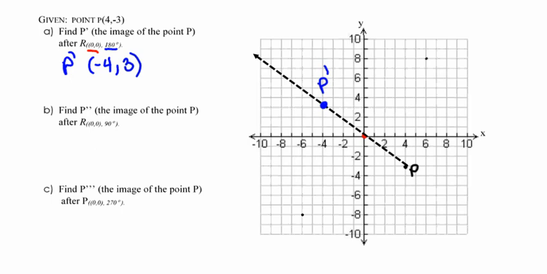Part B says find point P double prime, the image of point P. So it's important to note here that I'm going back to my original point P, this guy right here without any prime notation. This time, again, I want to use the origin as the center of my rotation, but I want to rotate 90 degrees. Because it's a positive number of degrees, I'm going to be going counterclockwise. So if I think about the general idea of where this rotation is going to take me, 90 degrees is going to be 1/4 of a rotation, and that's going to take me from quadrant 4 up into quadrant 1.